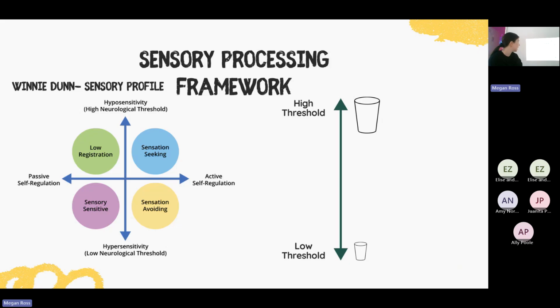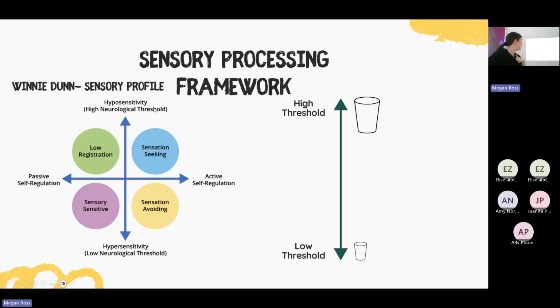Now moving on to a sensory processing framework. This one is by Winnie Dunn, who created the sensory profile. It looks a little bit confusing and complex, but I will explain what this is about. Winnie Dunn says there are two main continuums or threshold sort of things, two axes that we can live on in terms of our sensory needs, our sensory processing, our sensory profiles. This up and down one, which I've highlighted over here, is our neurological threshold.